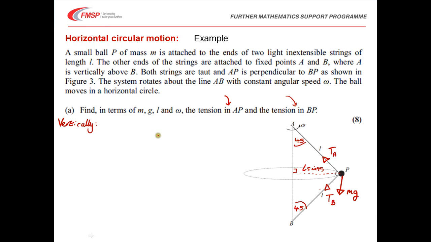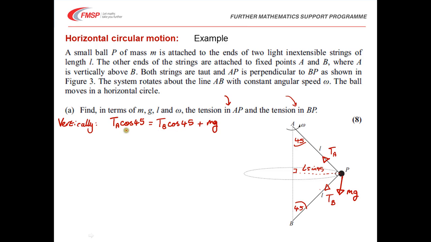The ball stays in that horizontal circular path, so there's no motion vertically, which means that the forces must balance. Upwards we have a component of TA, which I'm going to say is TA cos 45. That must completely be balanced by TB cos 45 plus mg in the downward direction.